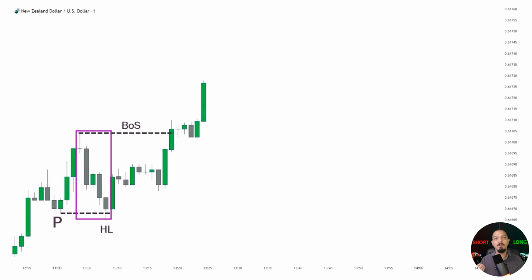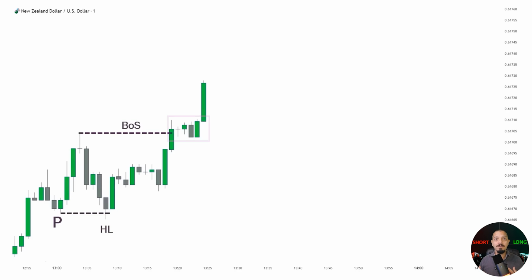The next move qualifies as a correction, since it took out liquidity below the prior pullback. Once the market breaks this higher high to the upside, it confirms a valid break of structure, establishing this level as a valid higher low. Next, we need to locate the most recent liquidity and pullback.